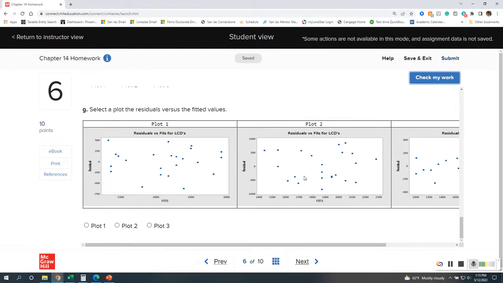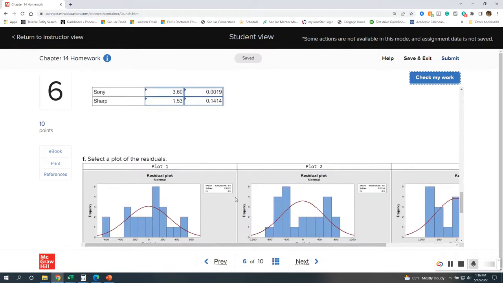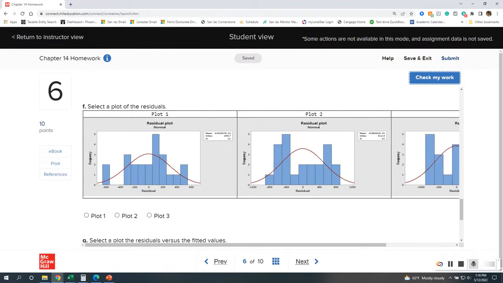Next, it wants us to plot out the lines. Alright, so let's see. Excel. Let's go right here. And we want to go insert.